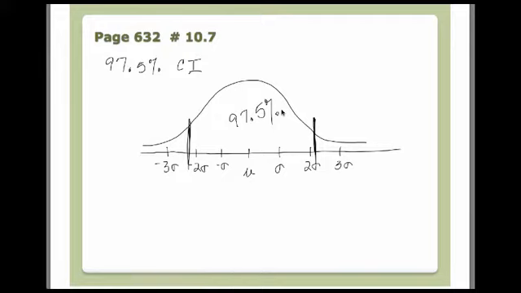So we have to figure out how much we have left over. If we did 100% minus 97.5%, what's that, 2.5%? So we have to cut that in half because that's going to be our tail area. So 0.025 divided by 2, we get 0.0125. So this tail area here has an area, a probability, of 0.0125.